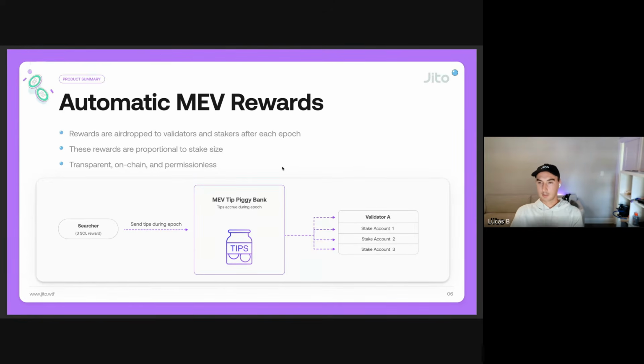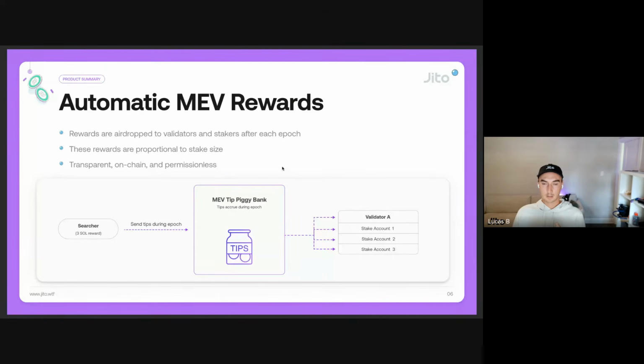Every validator has their own little piggy bank that the tips accumulate into every epoch. And essentially what happens is at the end of the epoch, we run an off-chain process that takes a snapshot of every validator and their stakers' information. It keeps that snapshot, and then we generate a Merkle tree, upload the Merkle root on chain, and then claim MEV for every staker. So this happens after every epoch.